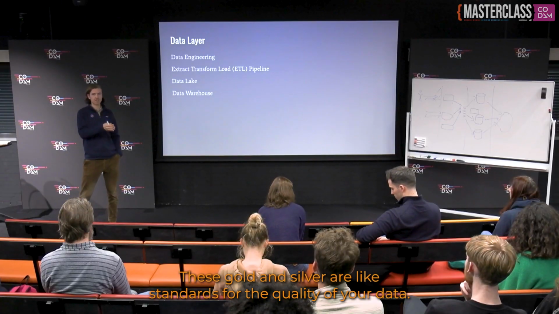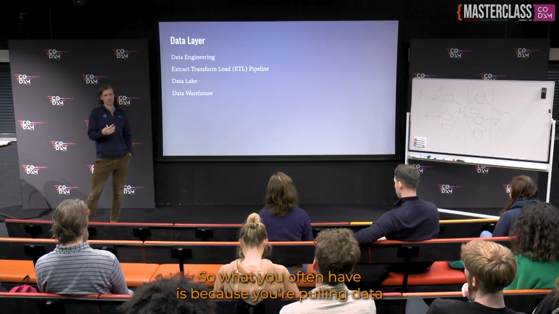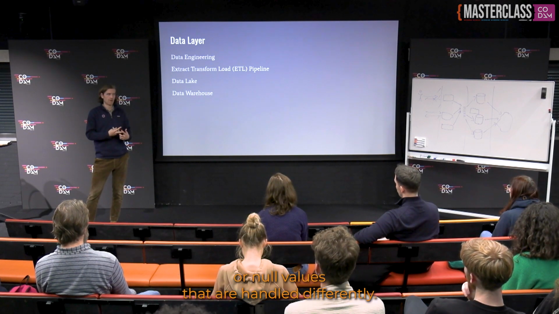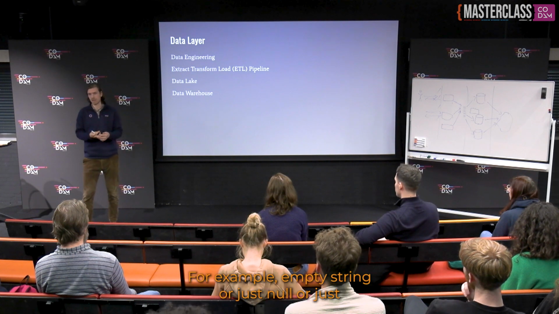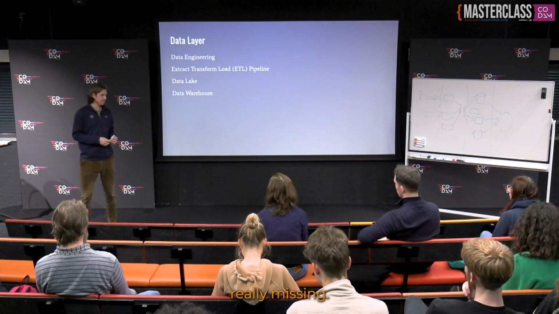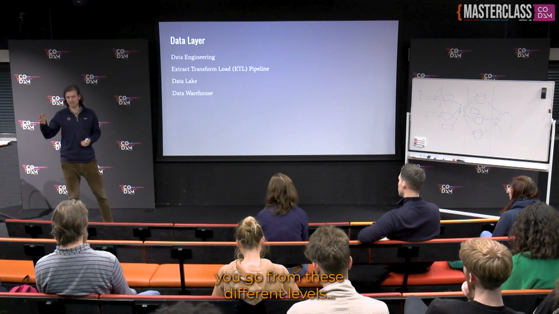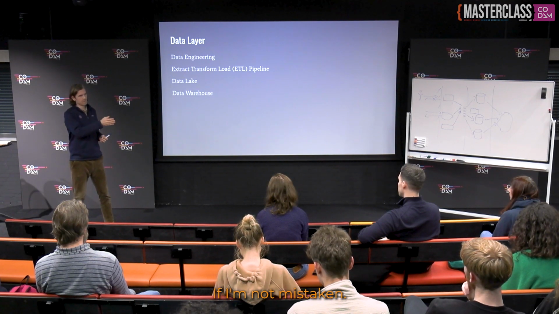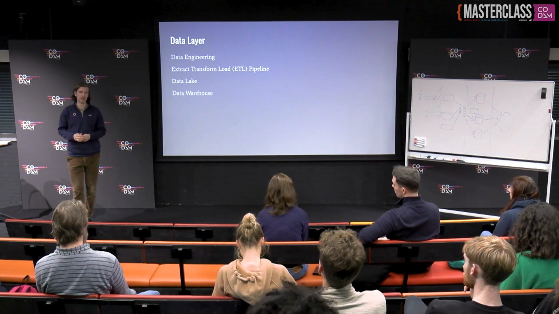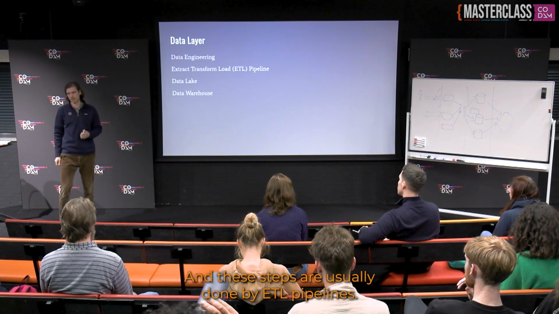Yeah, indeed. So these gold and silver are like standards for the quality of your data. What you often have is, because you're pulling data from a lot of different sources, you might have incomplete records or null values that are handled differently. For example, an empty string, or just null, or just really missing. And as you're trying to enhance it, you go through these different levels, right? If I'm not mistaken. Yeah. And then eventually you get to a standard where you can actually do analysis on it. And these steps are usually done by ETL pipelines.